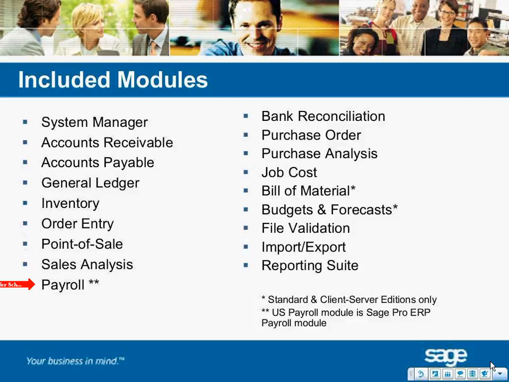Some of the modules you'll notice have a little asterisk beside them. That's bill of material and budget and forecast. Those two modules are only included in the two higher-end editions. So if you'll remember, that was standard and client server, the 5-user or up. So if you know that you need one of those modules, you may know that you need to go to at least the standard edition to begin with.